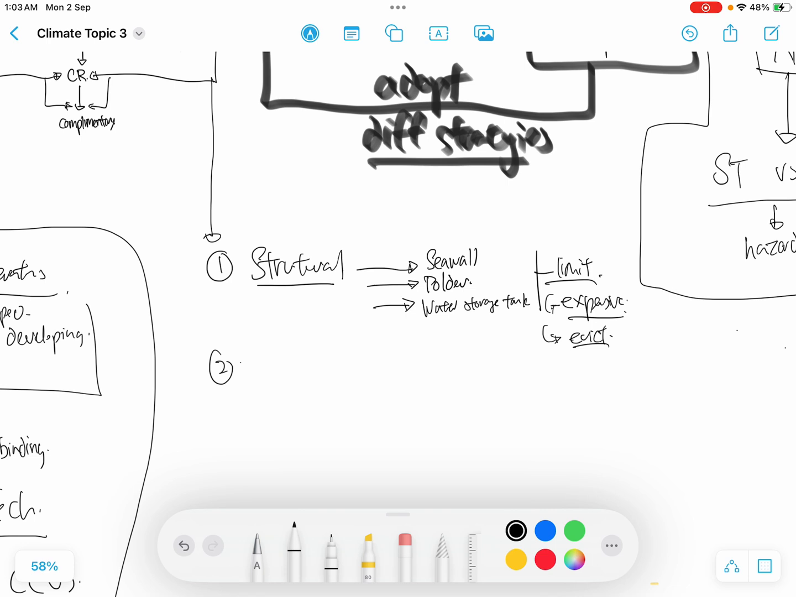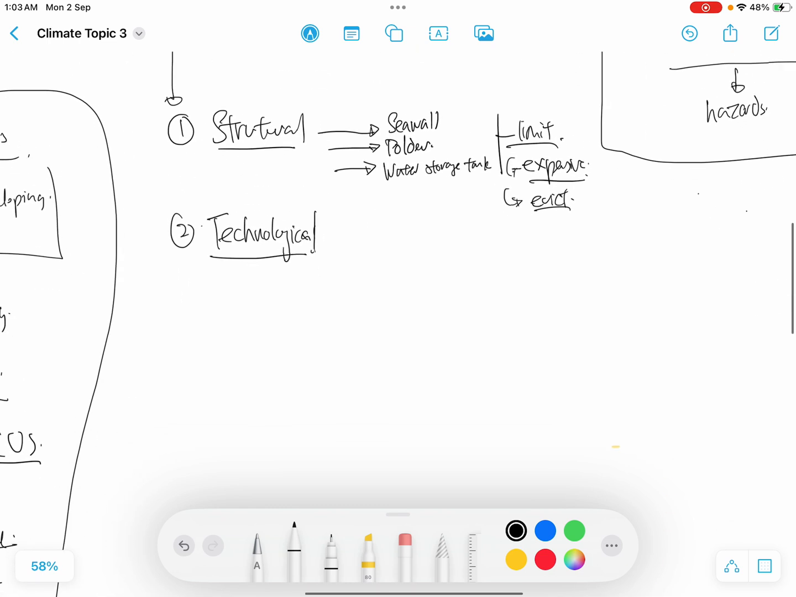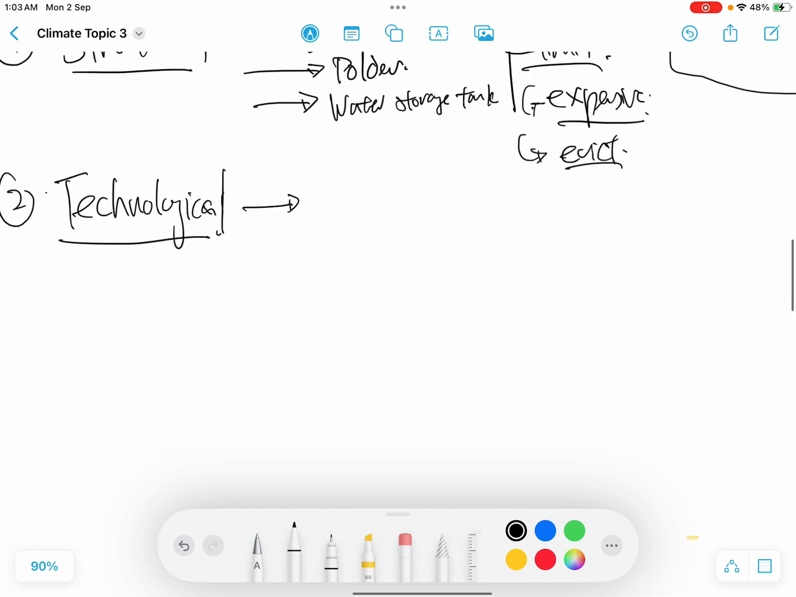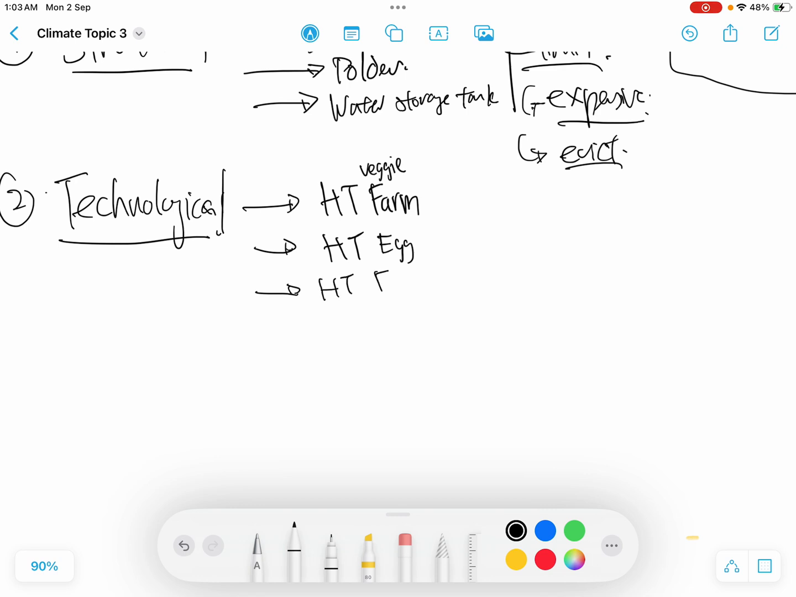Second, let's now look into another strategy. Secondly, we are talking about technological approaches. Technology is our saving grace, right? A lot of people have been saying that there can be high-tech farms, high-tech veggie farms, high-tech fish, everything can be high-tech basically. And this is for food security.